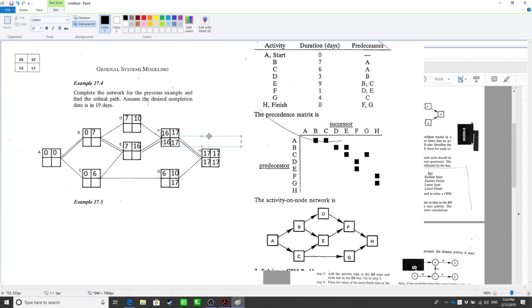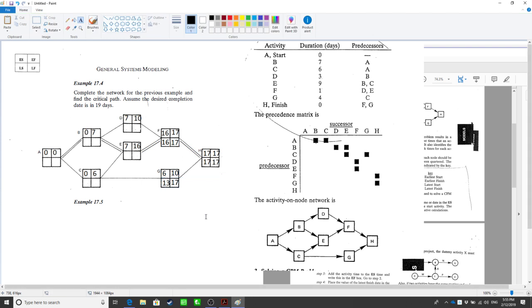And how about this one? Latest start time. 13. Yes. Because it's 17 minus 4. It's gonna be 13. Okay.